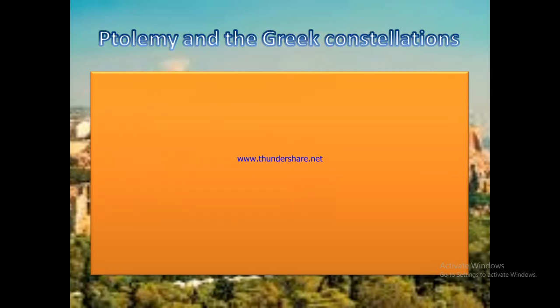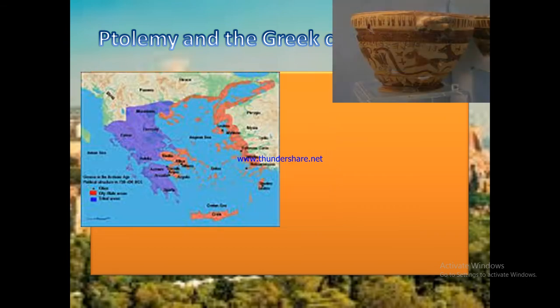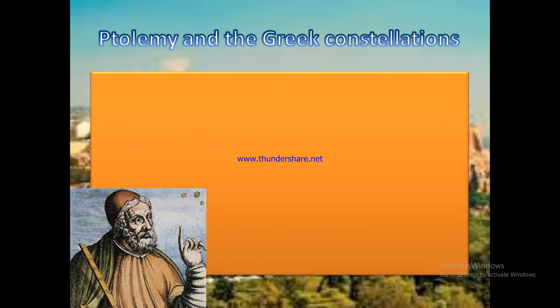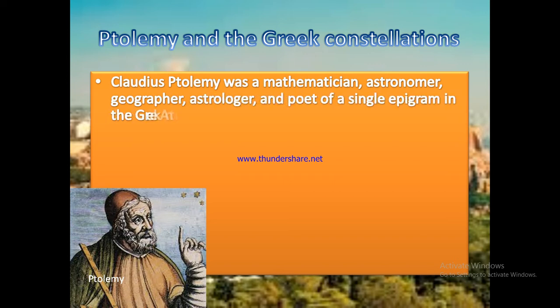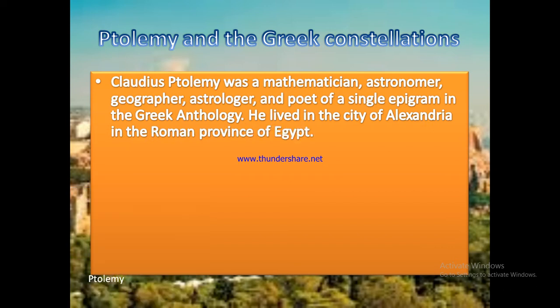The Greek constellations. This is a picture of Ptolemy. Claudius Ptolemy was a mathematician, astronomer, geographer, astrologer, and poet of a single epigram in the Greek Anthology. He lived in the city of Alexandria in the Roman province of Egypt.